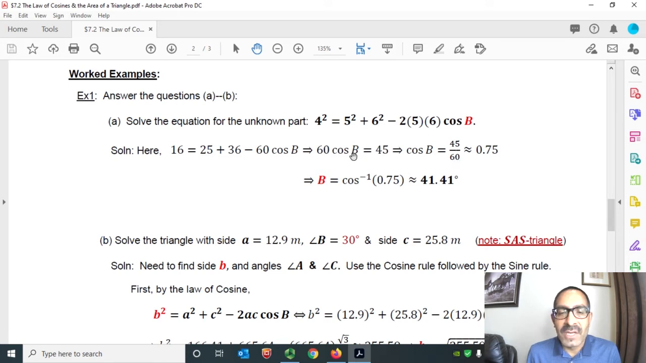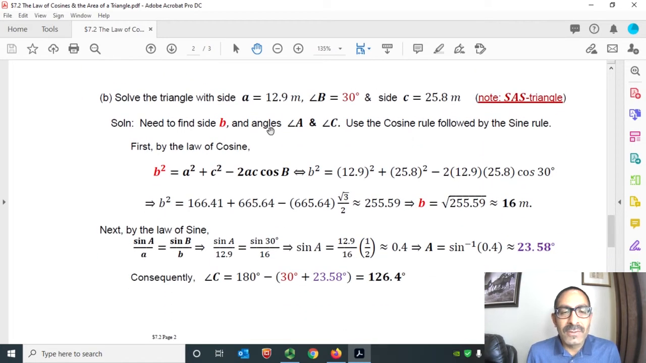Next, divide both sides by 60, then cosine B equals 45 over 60, which is approximately, using a calculator, 0.75. Then apply the cosine inverse to both sides, so B equals cosine inverse of approximately 0.75. Using a calculator, it turns out that B is approximately 41.41 degrees. I hope this algebra makes sense to you all. So now let's do part B.